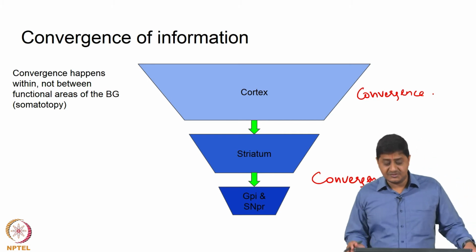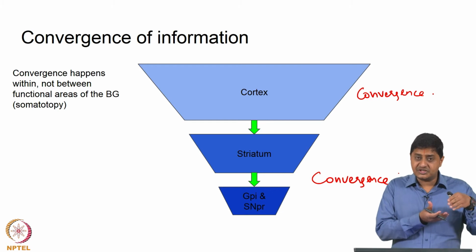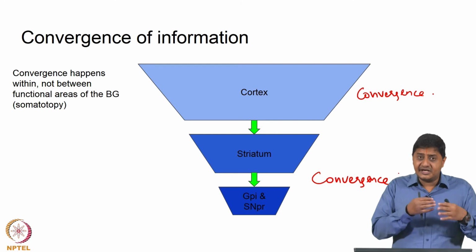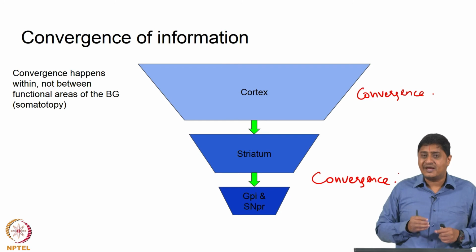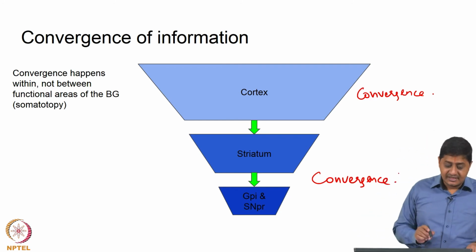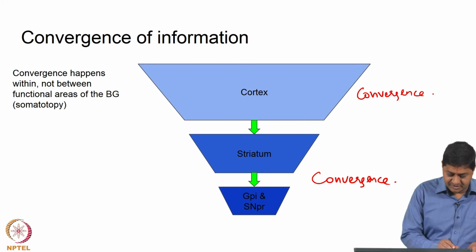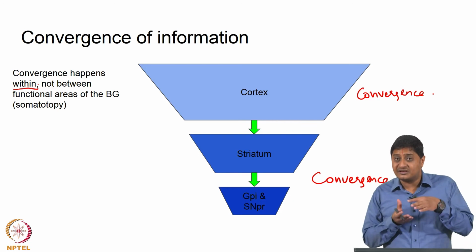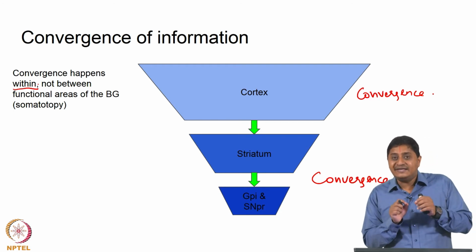This would make us believe that from multiple areas it is projecting to a smaller area. That would mean integration of information from multiple areas in the cortex happens in the striatum. Actually, this is not what happens. This is a very important concept: convergence happens within functional and anatomical areas within the basal ganglia, not between. So, essentially this is done while maintaining segregation.